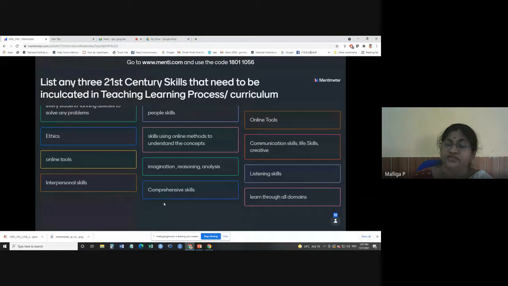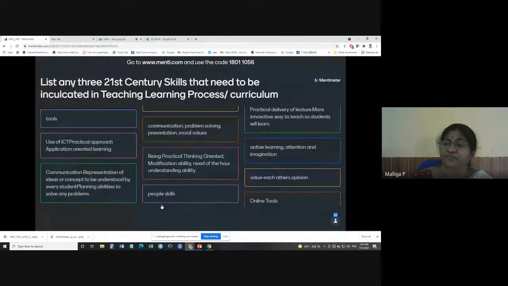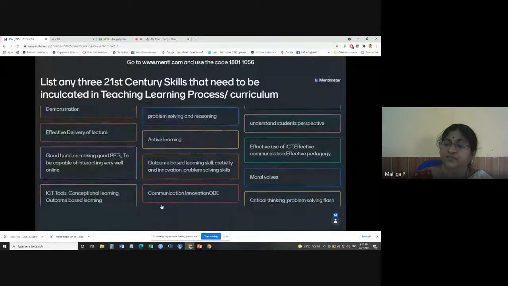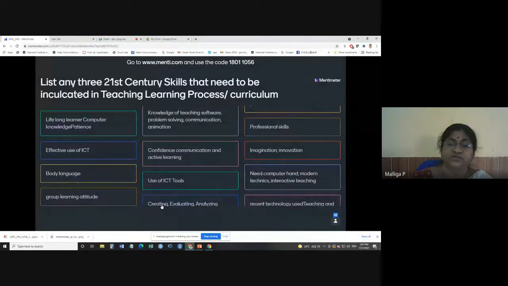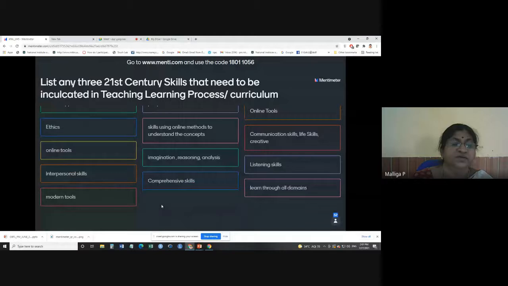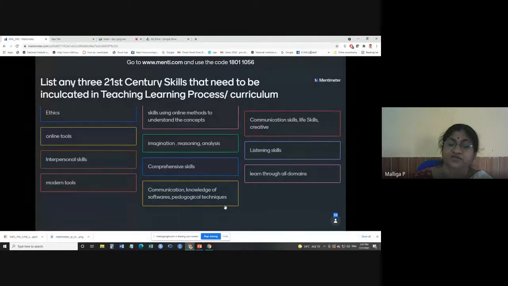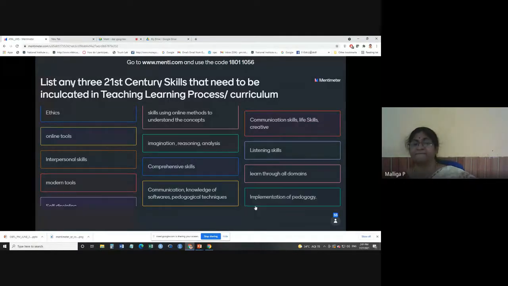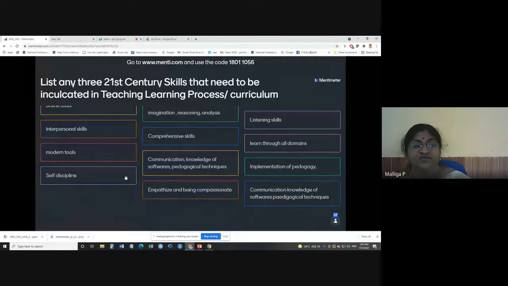51 people have given their answers. 52 people, right? What is the next one? Modern tools. Communication, knowledge of software, pedagogical techniques. Okay. Right. Implementation of pedagogy. So for the teachers, you're saying, right? Self-discipline, empathize, and being compassionate. Very nice. Very good. Communication, knowledge of software, pedagogical techniques.